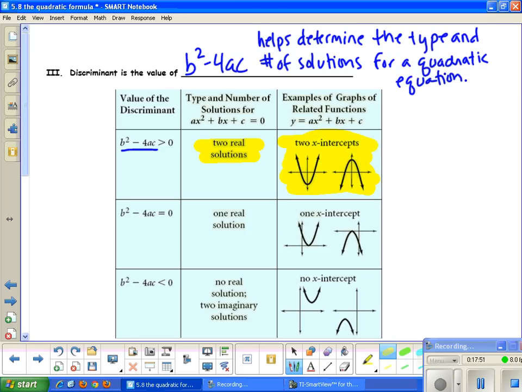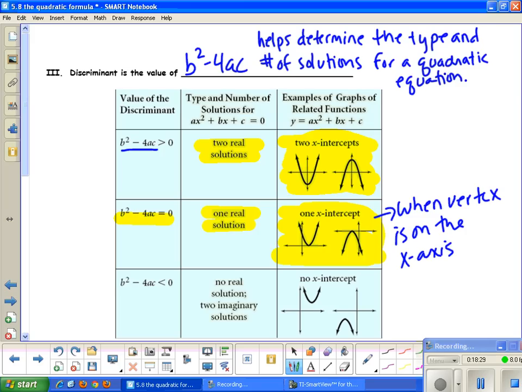When your discriminant is equal to 0, that means what's underneath the radical is 0. Well, the square root of 0 is 0. So if you do plus or minus 0 in your quadratic formula, you would only have one answer. So you're going to have one real solution. And you get one real solution when you have one x-intercept. And that's when your vertex is on the x-axis. So let's go ahead and write that down. So when the vertex is on the x-axis, you get that 1.